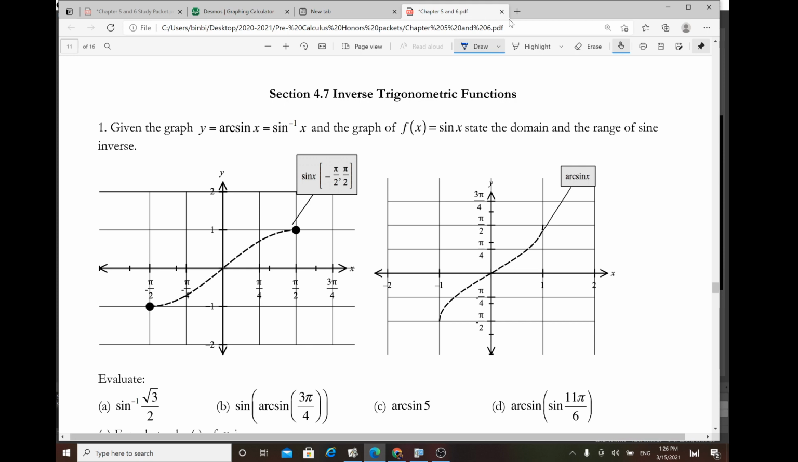Today I would like to talk about the next section, 4.7. This is the exact same section as 7.4 from the James Stewart textbook. It's about the inverse trigonometric functions.